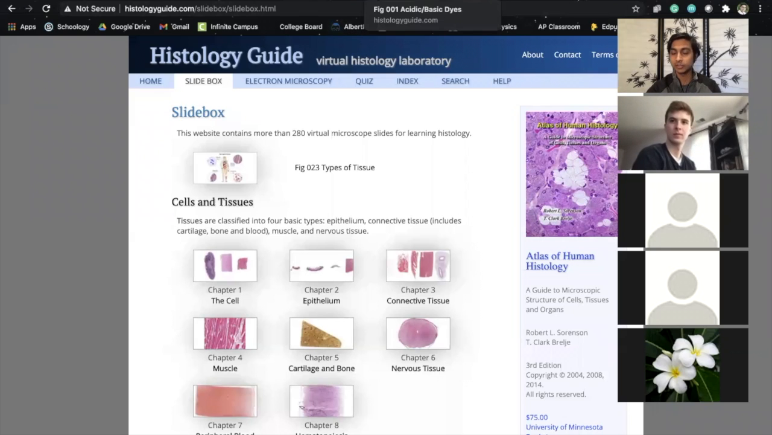So basically, what is histology? It's derived from the Latin for the study of tissues.